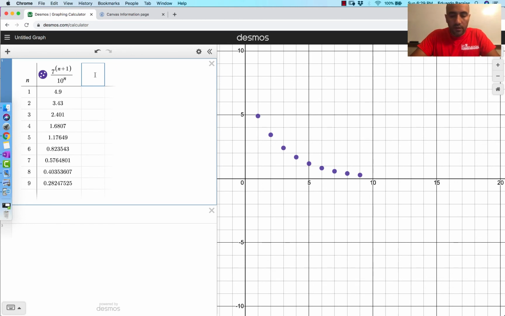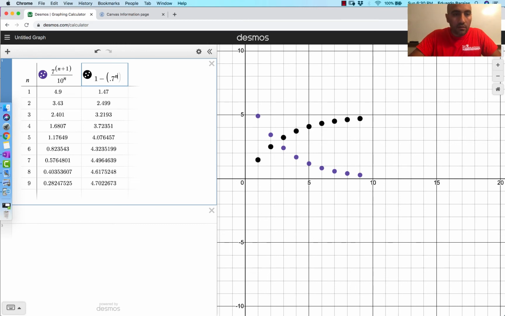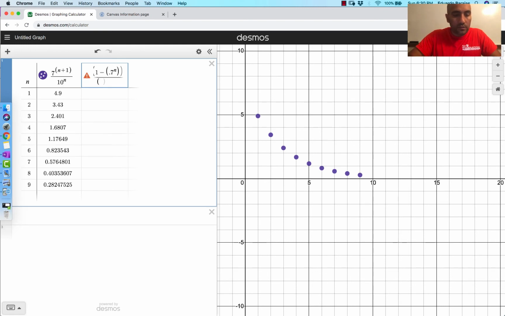So it is 4.9 times, parentheses again, 1 minus, parentheses again, 0.7 to the power of n, close parentheses, again divided by, parentheses, 1 minus 0.7, close parentheses. Okay, well that's an ugly formula, but hopefully we typed it all in right.